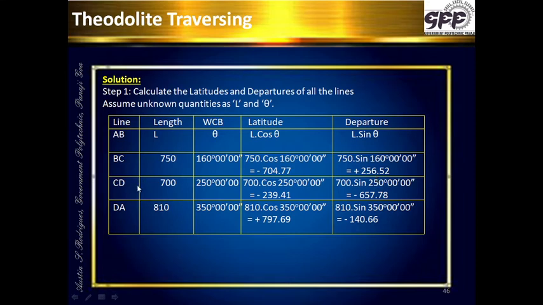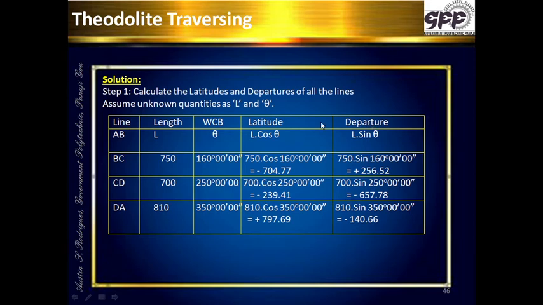Coming to CD. CD, the length is 700. The whole circle bearing is 250 degrees. So latitude is length into cos theta. Length is 700 into cos of 250 degrees. It comes to equal to minus 239.41. This tells me that latitude is in the south direction, or it is a southing of 239.41, or the latitude of CD is minus 239.41.